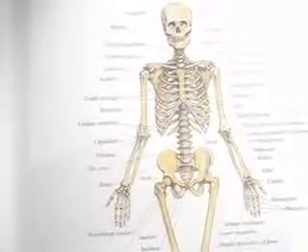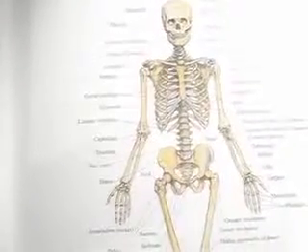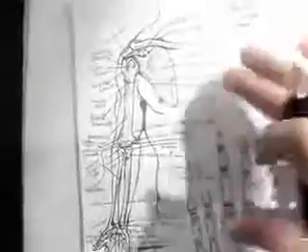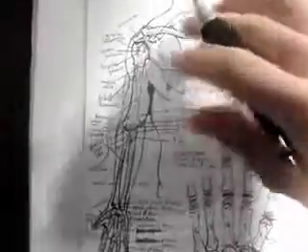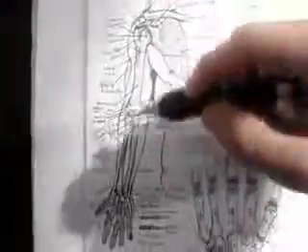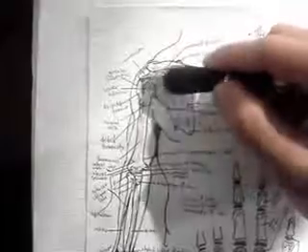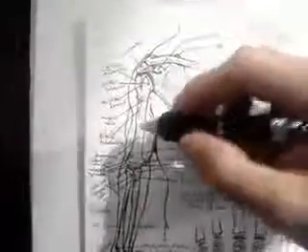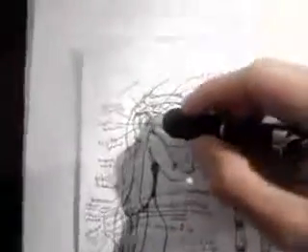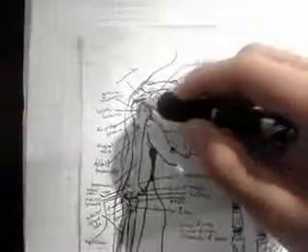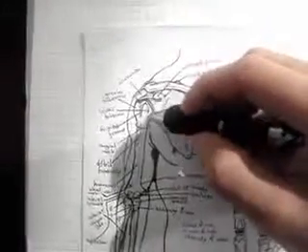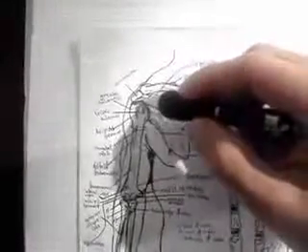In this tutorial we'll be talking about the skeletal structure of the upper limb. The upper limb consists of the upper arm, forearm and hand. The upper arm consists of the bone called humerus. The humerus attaches to the glenoid cavity or the glenoid fossa of the scapula.